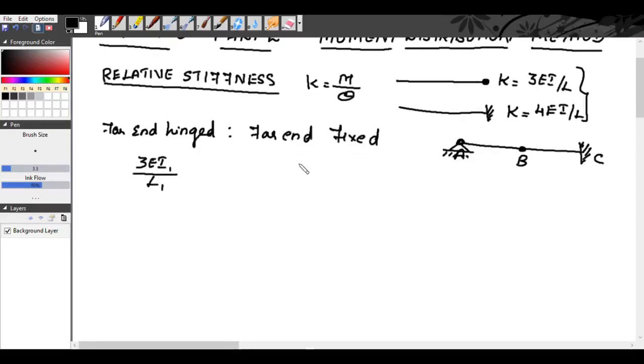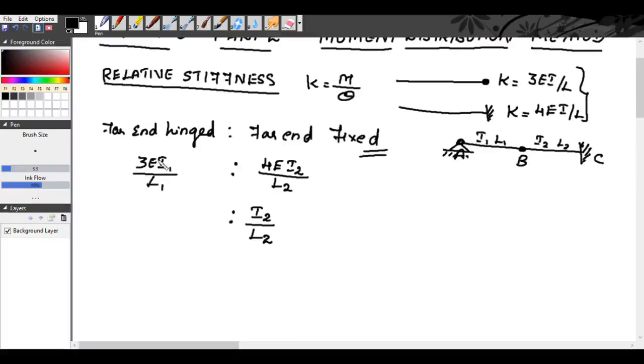And when the far end is fixed, it is 4EI by L, so 4EI2 by L2. Here the properties are I1 and L1 for the first span, and for the span BC, the properties are I2 and L2. In relative stiffness, we consider the beam with the far end fixed first. So when the far end is fixed, we will relate the stiffness in terms of I2 by L2.